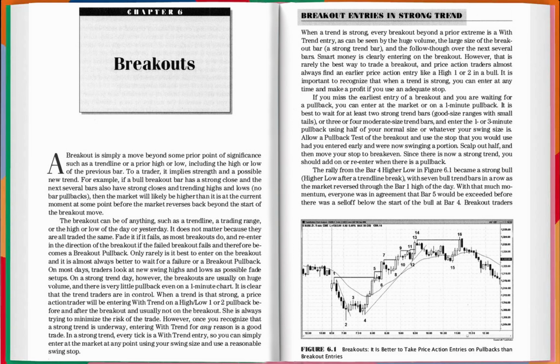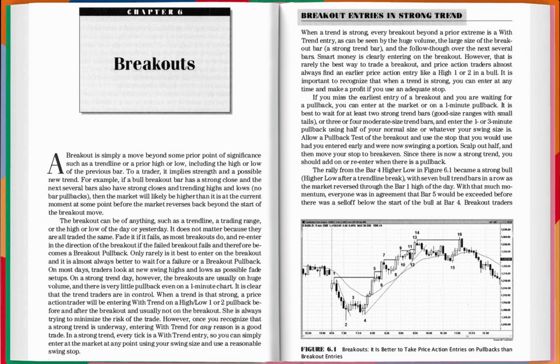The breakout can be of anything, such as a trend line, a trading range, or the high or low of the day or yesterday. It does not matter because they are all traded the same. Fade it if it fails, as most breakouts do, and re-enter in the direction of the breakout if the failed breakout fails, and therefore becomes a breakout pullback.